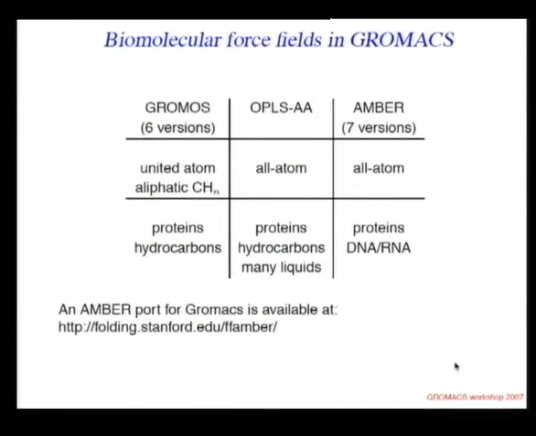Then we have the OPLS all-atom force field. So this is all-atom, has all the nuclei in it. And then there's Amber, of which there are 7 versions currently, also all-atom. Amber is not in the current distribution, but it's available via this link, which you'll also find on the Gromacs page. So what are these force fields good for?